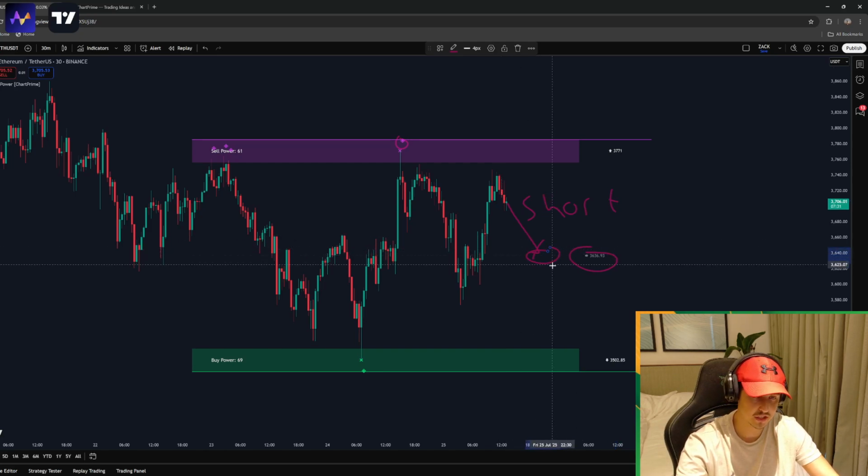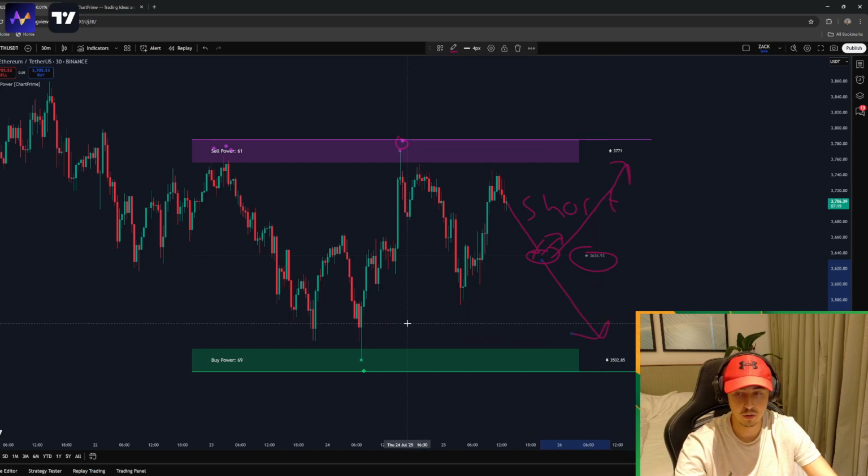And guess what? We look for the reaction at this level. If we see a reaction that's in the bullish favor, guess what? We enter a long and we target the upper zone. If we break through it with some conviction, we can add to our short. And guess what? We're going to be targeting the lower buy zone.